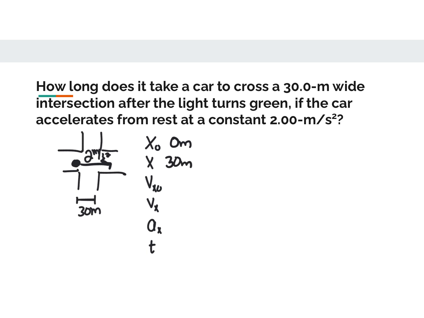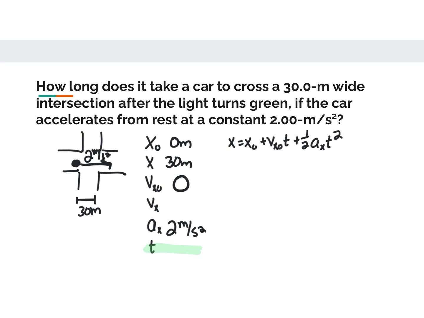They also told me I was accelerating at a constant 2 meters per second squared, and that I started at rest. Rest means my initial velocity is 0. The question here is how long will it take? How long is a time question. So then what I have to do is look at my 3 equations and see which one would make the most sense. In this case, it's going to be the second equation. If you choose the wrong equation, don't panic, you just try again.